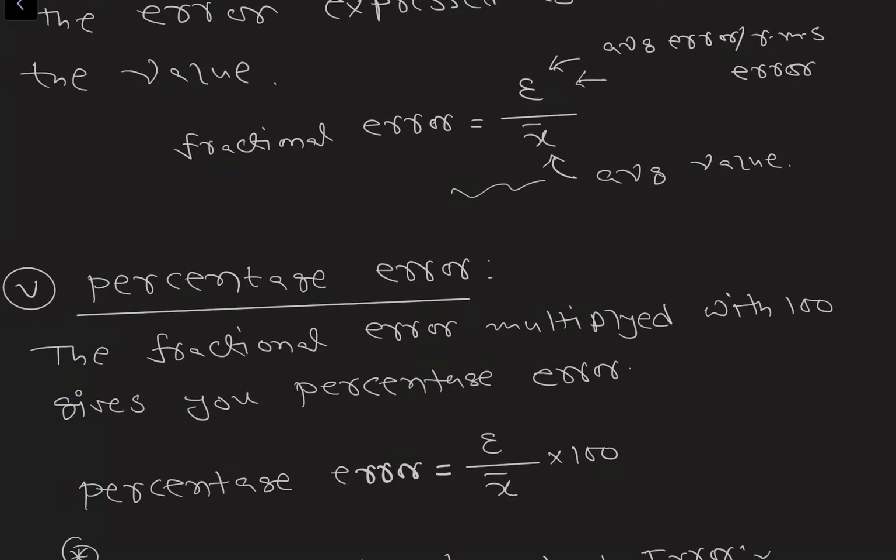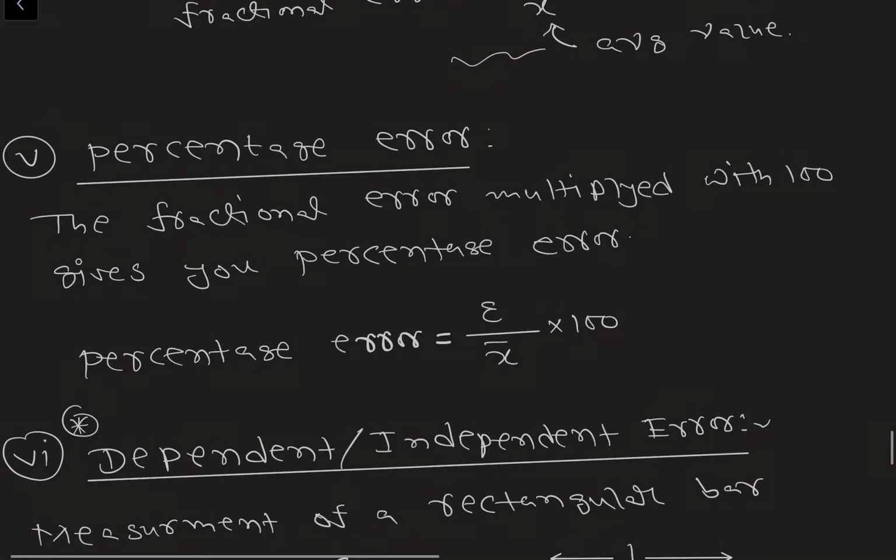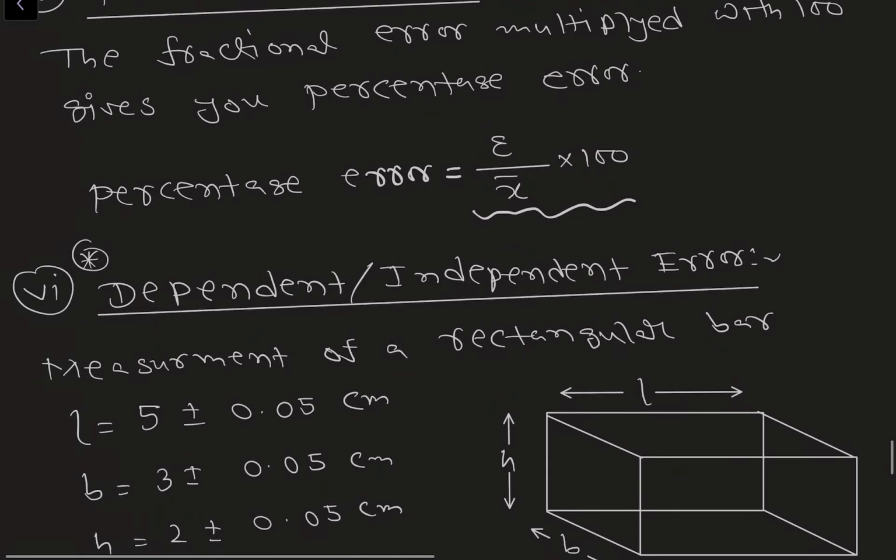Another important term is percentage error. Percentage error is nothing but fractional error multiplied by 100. Sometimes we represent error in percentage.